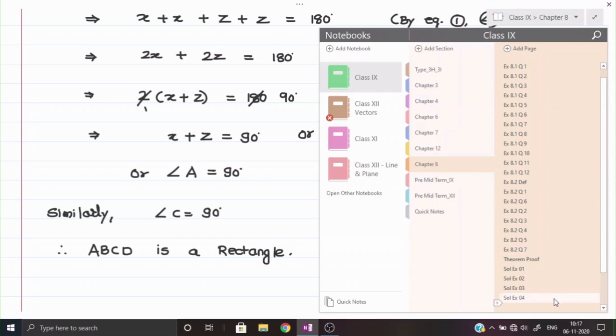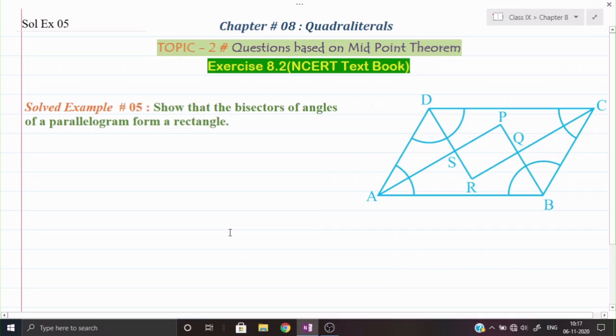Now let us see quickly today's last question, that is solved example number 5. Here it is given: show that the bisectors of the angles of a parallelogram, and that bisectors is again forming one quadrilateral. The name of that quadrilateral is PQRS. This quadrilateral PQRS is required to show as rectangle. So here also the condition will be same, that PQRS all angles will show as 90 degree.